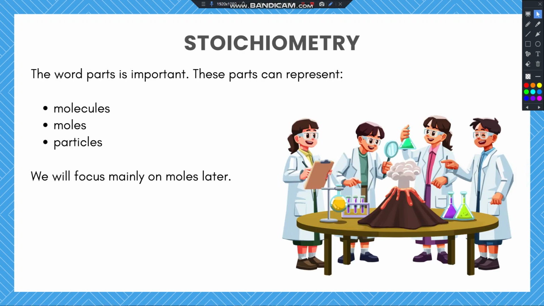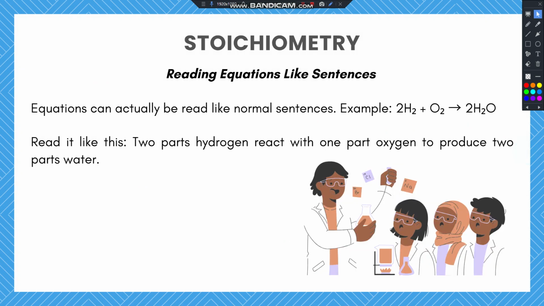So that word parts is very important. You'd notice that when I was talking about the coefficient, I was saying 2 parts of hydrogen reacts with 1 part of oxygen. That part can be referring to molecules, it can also be referring to number of moles, and it can also be referring to particles. We will talk about each and every one of these individually when we focus on moles later. I just want you to enjoy this part of the series as we move on step by step. I trust you're getting value.